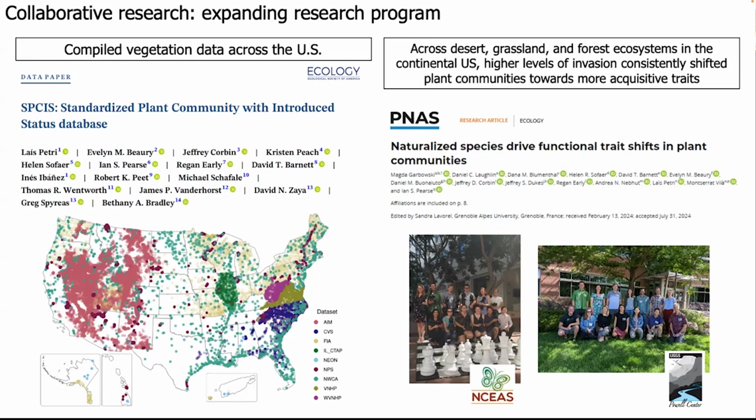And also then using this as our base to bring up something like this, where we incorporated traits too, and we are seeing that all communities, regardless of ecosystem type, tend to be more acquisitive with high invasion. So really thinking about those processes at the macro scale. I'm happy to talk more about this work if anyone is interested.